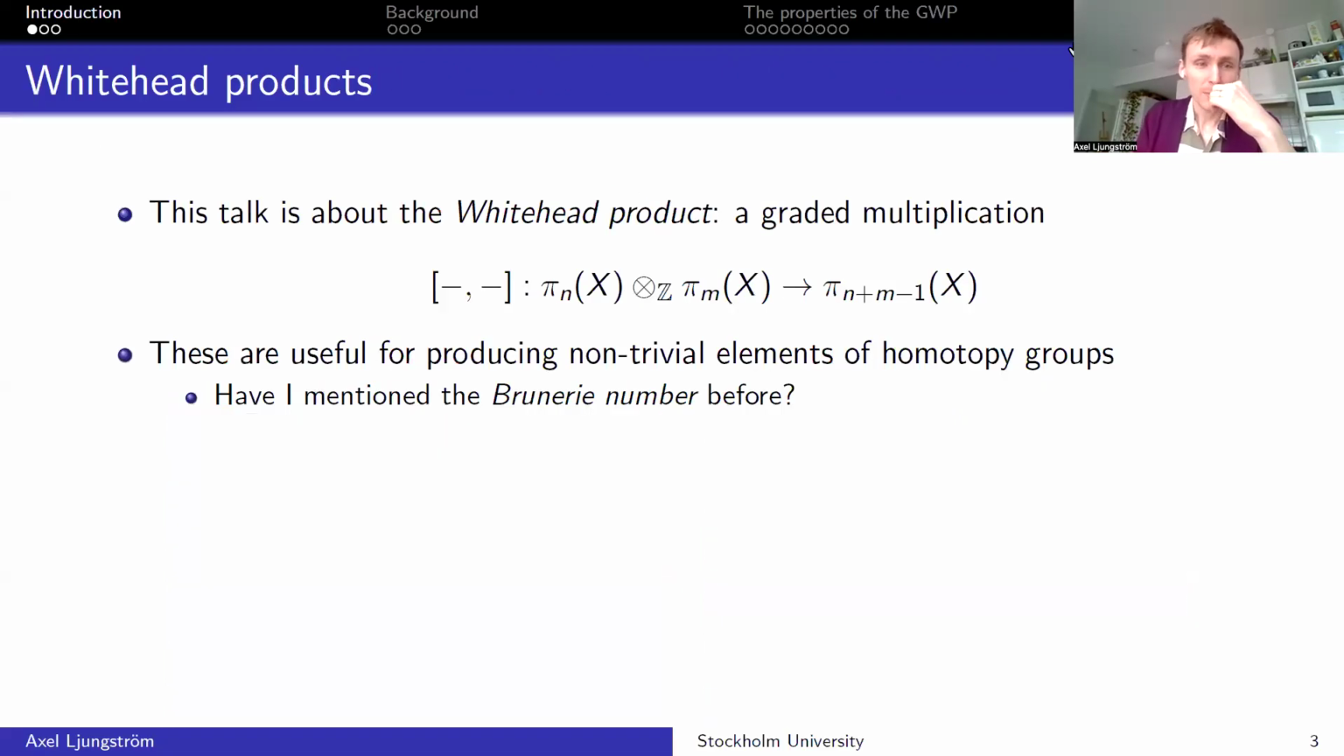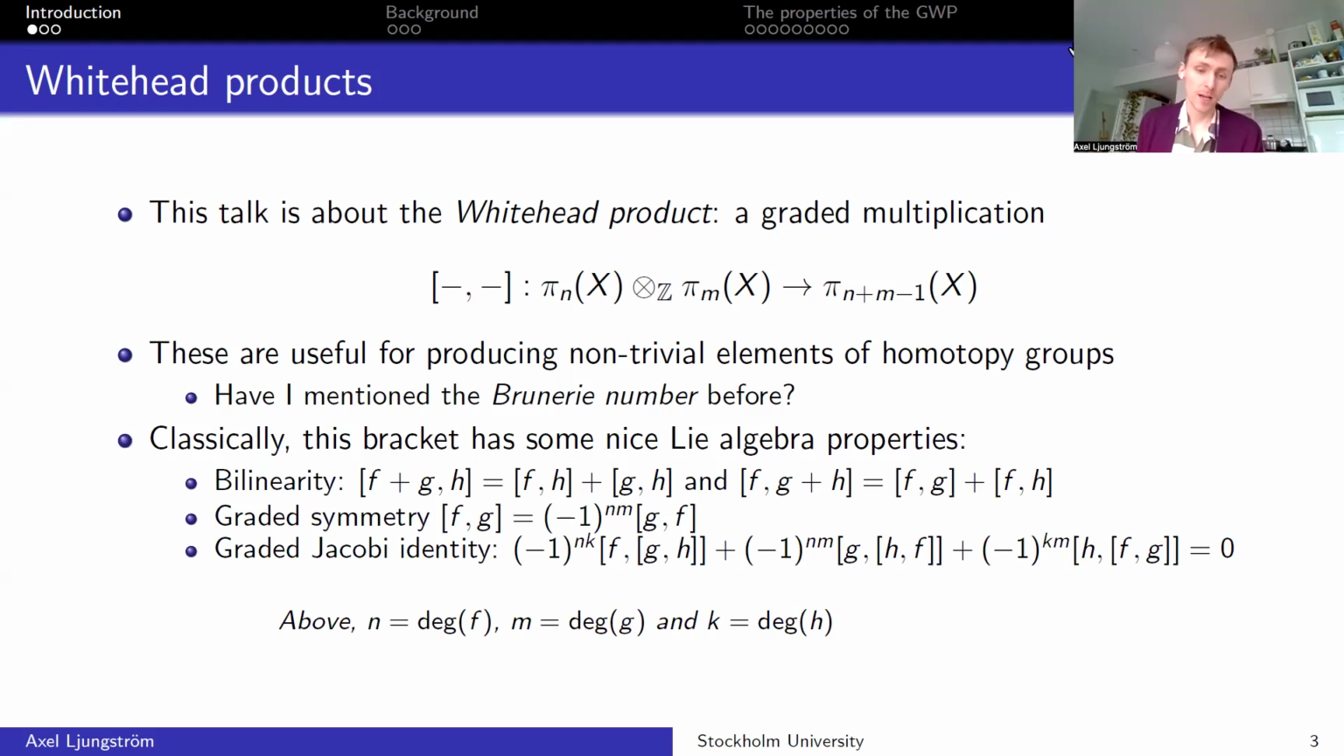I'll be talking about Whitehead products. So what are these? These come from a multiplication on homotopy groups. It takes you from the nth homotopy group and lands you in the (n plus m minus 1)th homotopy group. These are useful for a bunch of things, for example for constructing non-trivial elements of homotopy groups. One example is the Brunerie number, which is one of these Whitehead products, but there are obviously uncountably many other examples you can give.